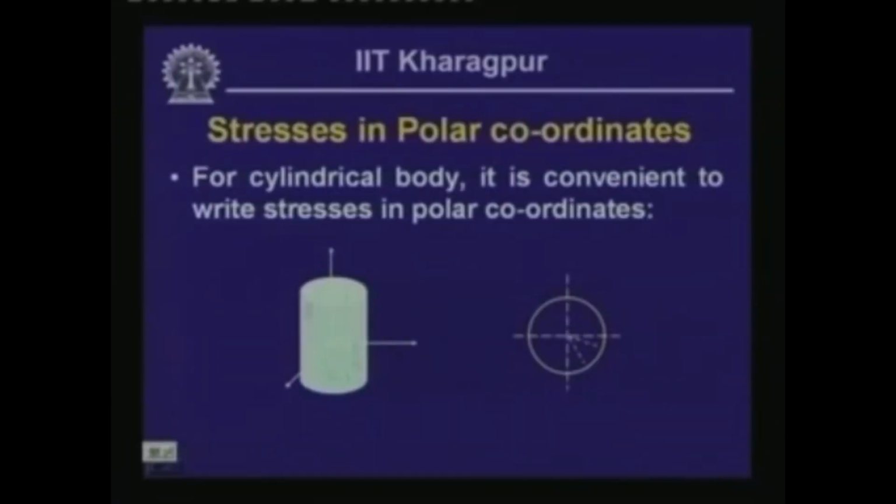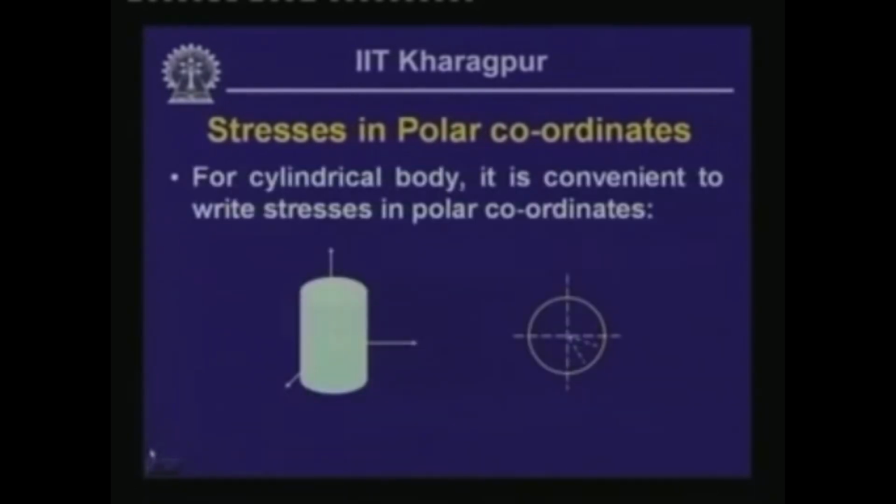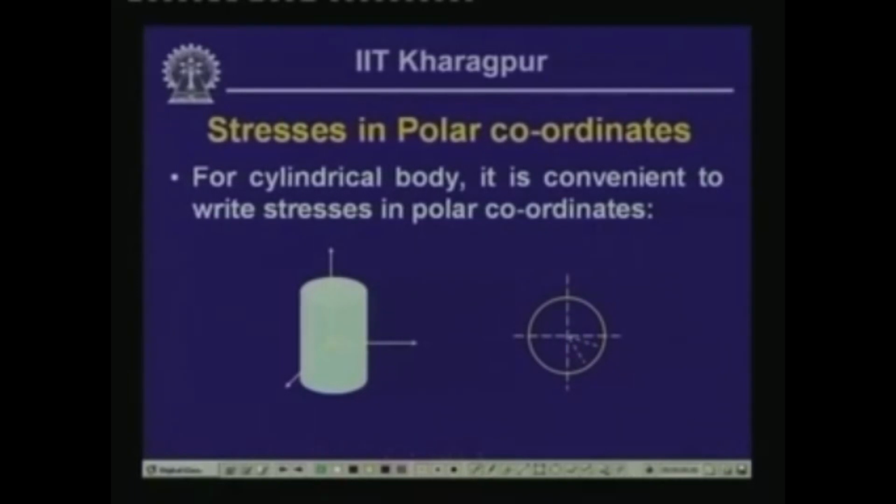If we have a cylindrical body of this particular form, we have earlier seen the reference axis system as x, y and z. Now, if we select a point here on this body, let us say this is P, the coordinates of this particular point can be described by x, y and z.